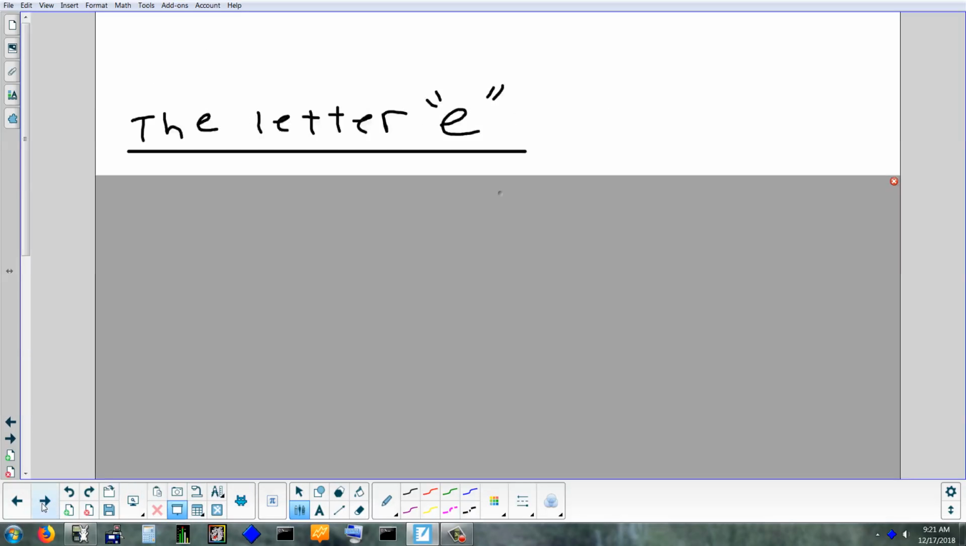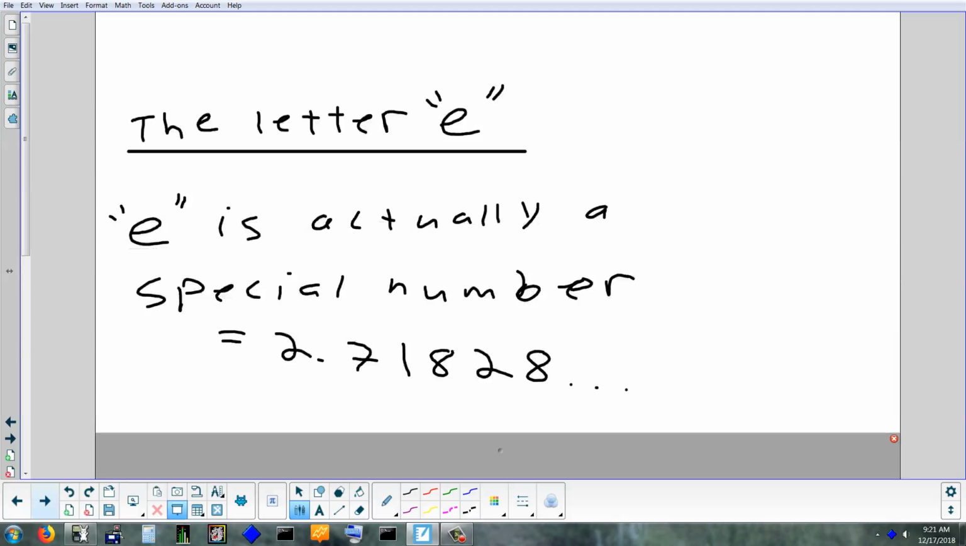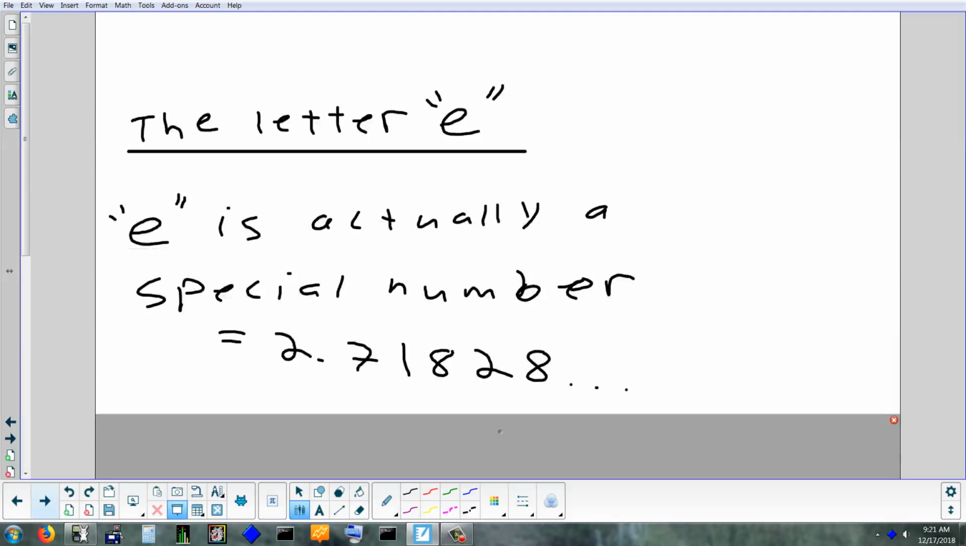All right. I already kind of mentioned this a little bit, but e, again, is actually a special number. Does anyone remember what it is? 2.718. Yep. That 1828 doesn't keep repeating again, it changes. So now when we see e, we know that it's not just a random letter. So when you're doing log problems, you would never want to pick e to be a variable.